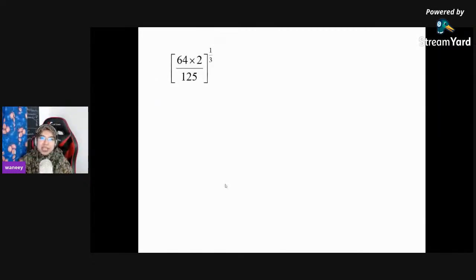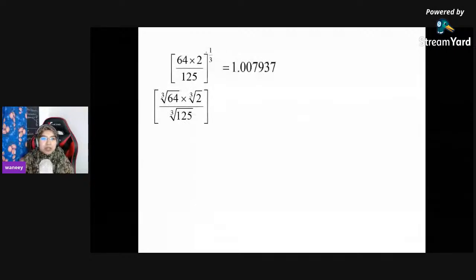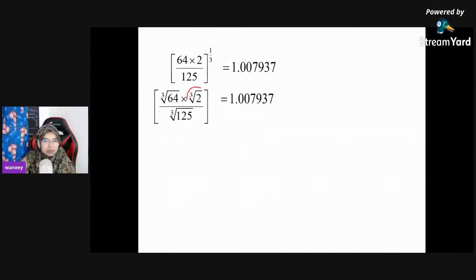Okay, so 1 to 8 is actually 64 times 2 over 1 to 5, and then let everything be to the power of 1 over 3. And this is 1.007937. And then of course you should apply 1 over 3 for each of them. So it will be cube root of 64, cube root of 2, cube root of 1 to 5. And this is equal to 1.007937.